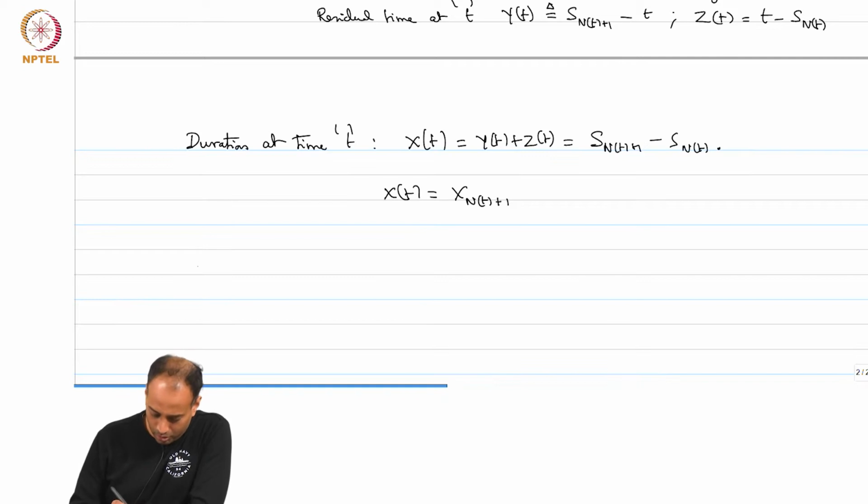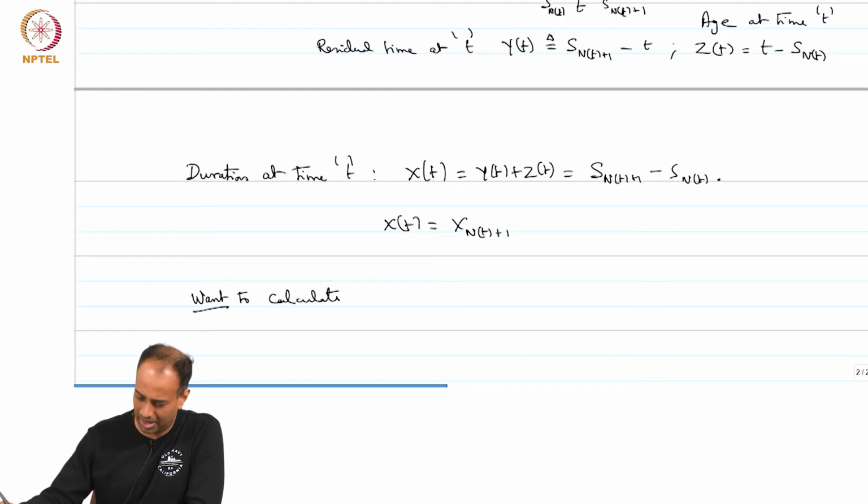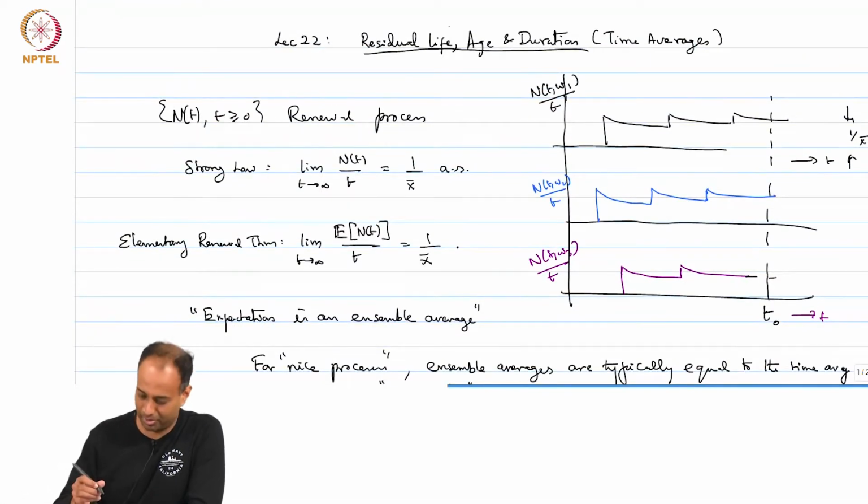So, what do we want to do, right? We want to calculate average residual life, residual time, they are the same. Okay. What did I say here? Residual life, we should maybe say residual time.